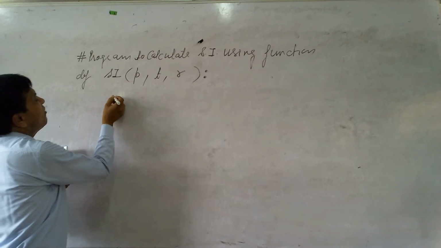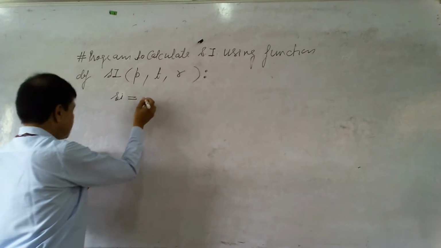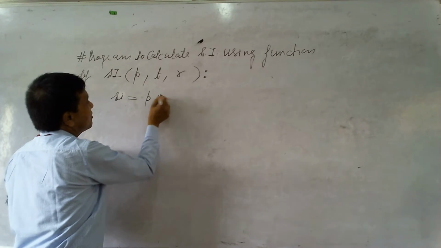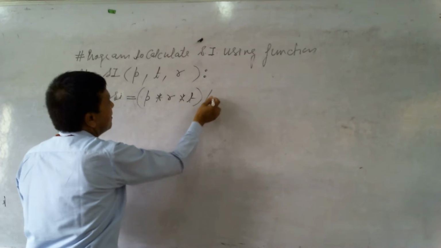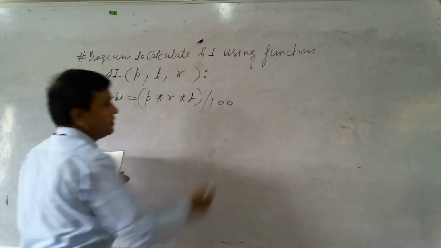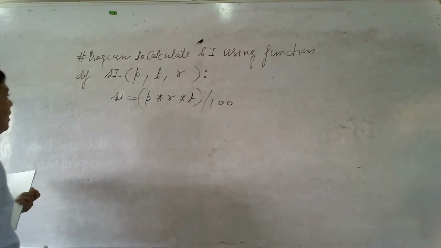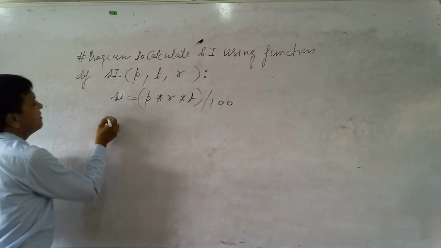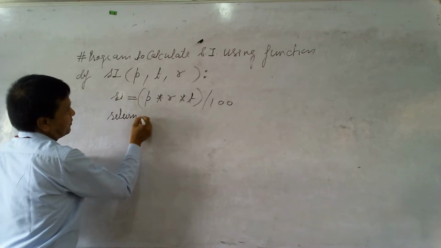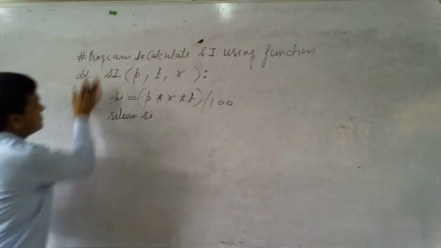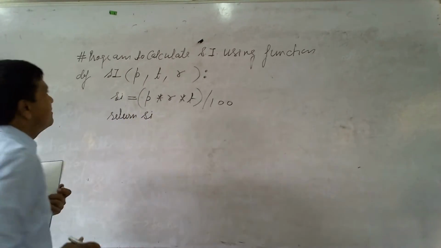Now we'll use the formula of simple interest. This is SI equals P multiplied by R multiplied by T divided by 100. This is the formula of simple interest which we are using here. And we'll use the statement return SI. This is the definition of the function. Now we'll call this function.